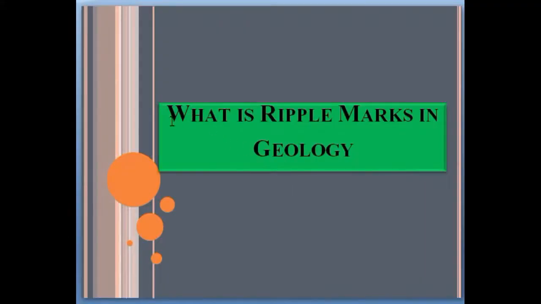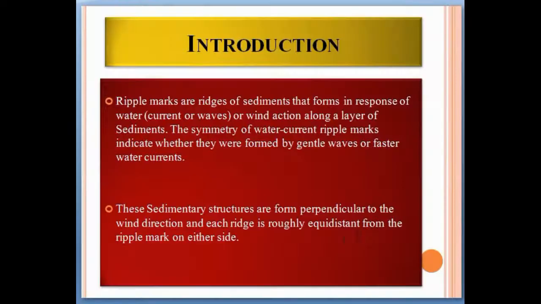Hello, so today we talk about what ripple marks are in geology. Ripple marks are ridges of sediments that form in response to water current, wave, or wind action along a layer of sediments. The symmetry of water current ripple marks indicates whether they were formed by gentle waves or faster water currents. These sedimentary structures are formed perpendicular to the wind direction, and each ridge is roughly equidistant from the ripple marks on either side.